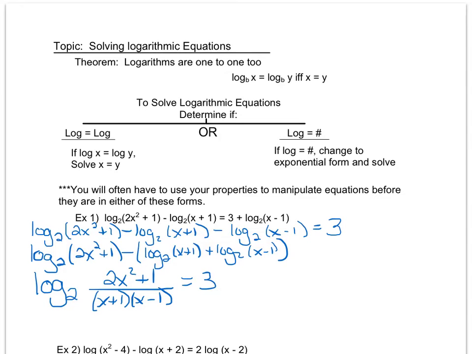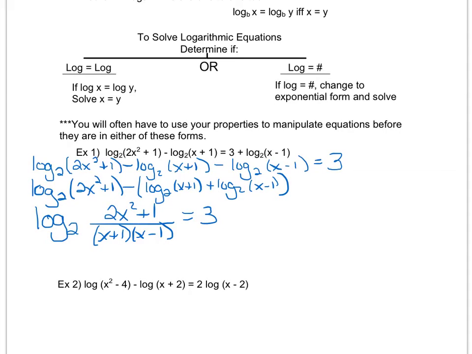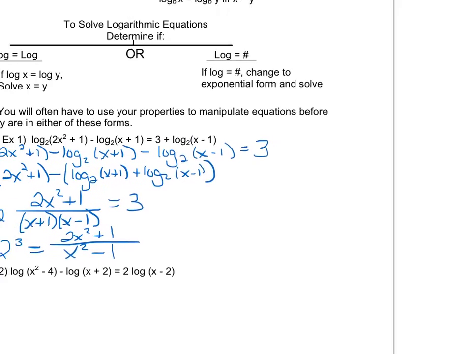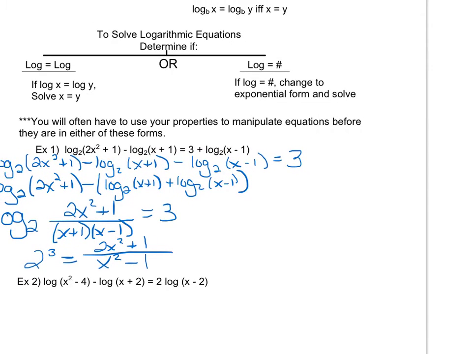Okay, so now according to my steps above, now that I have log equals a number, I'm going to change this to exponential form, giving me 2 cubed equals 2x squared plus 1 over, I'm going to anticipate that I'm going to have to FOIL this out at some point anyway. So using my formula a plus b times a minus b, I get x squared minus 1 squared, which is 1. So now that I have this, I'm going to go ahead and solve it. So I'm going to scoot this over a little bit to give myself some more room. And I'm going to bring this up here. 2 cubed is 8.